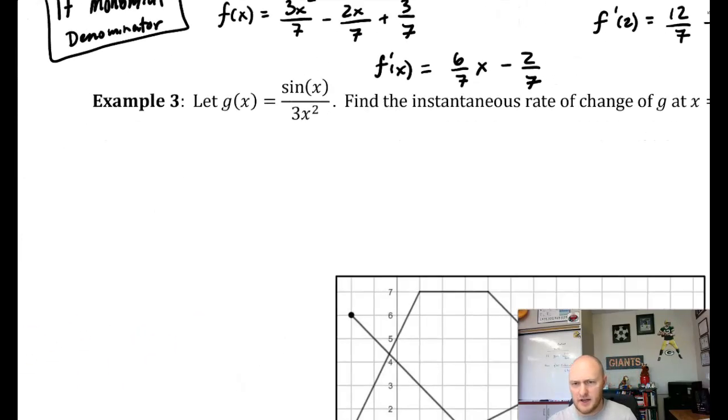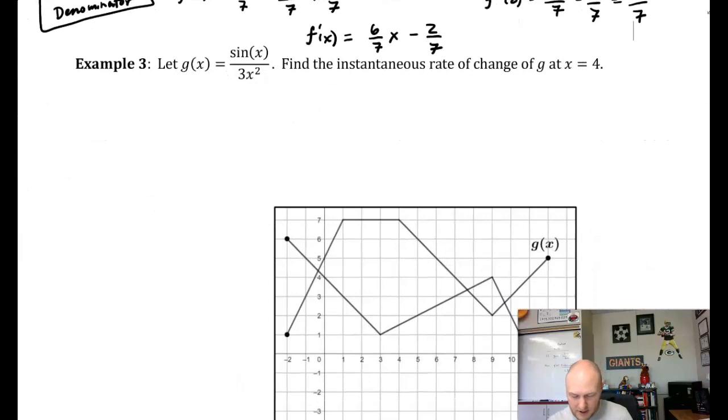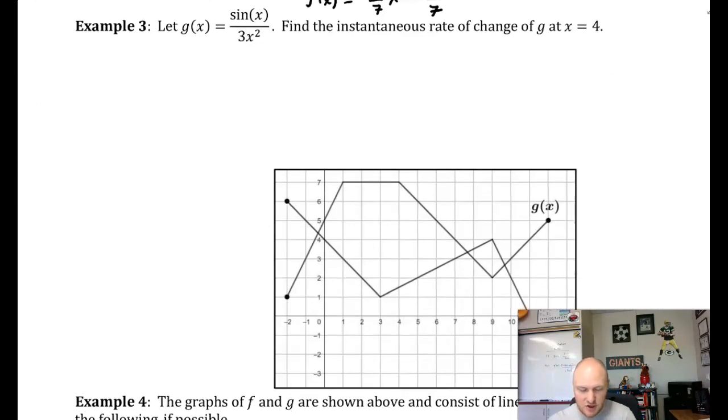All right, let's go ahead and look at example 3. Let g of x equal sine of x divided by 3x squared. Find the instantaneous rate of change of g at x equals 4. This is their fancy way of saying find g prime of 4. So g prime of x, I'm going to take the derivative. What you need to see is I have a function in my numerator and a function in my denominator. What tool am I going to pull out of my tool belt?